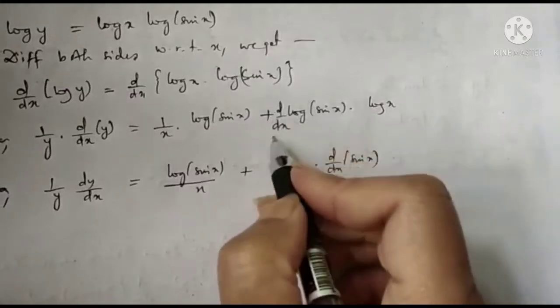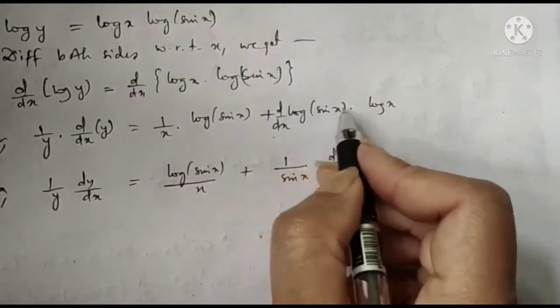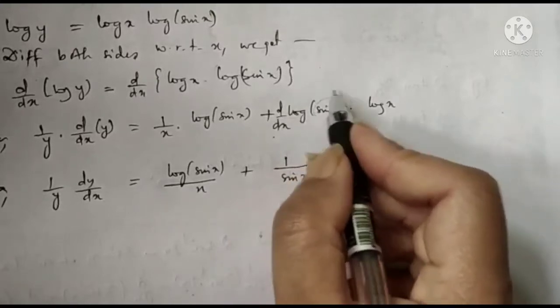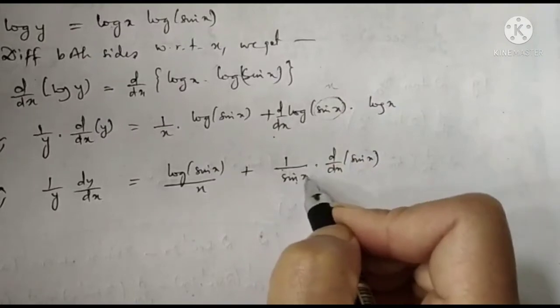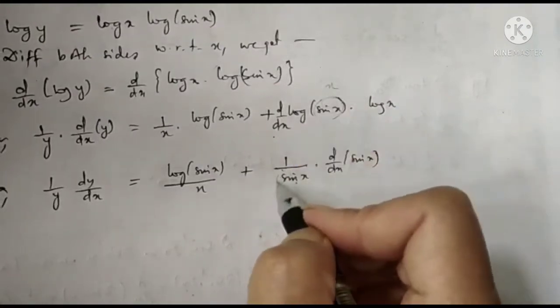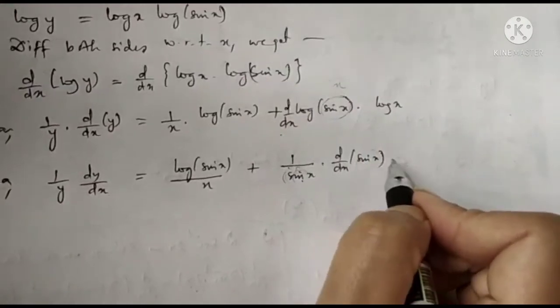d by dx of log sine x is, take it in the form of d by dx of log sine x, looks like d by dx of, suppose this is x, so d by dx of log x is 1 by x. Got that? But then in place of x I have sine x, so I re-differentiate that sine x as d by dx of sine x. Got that?